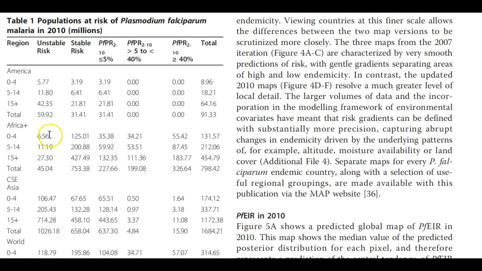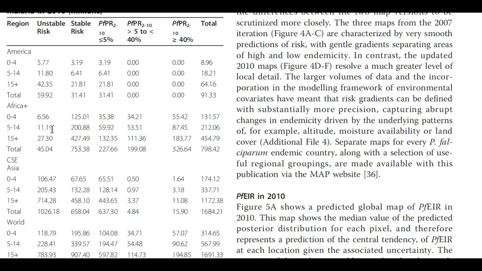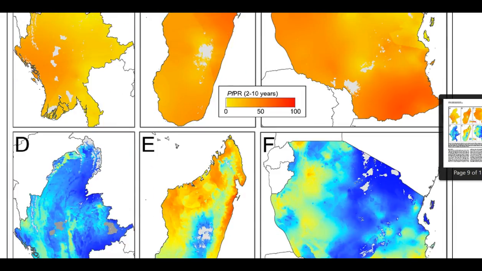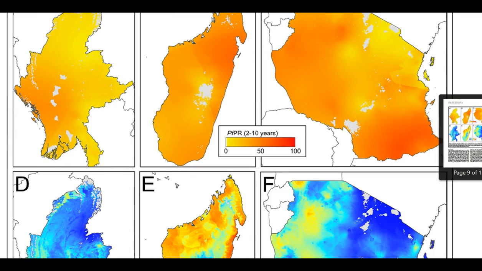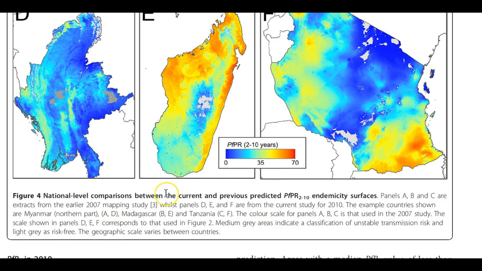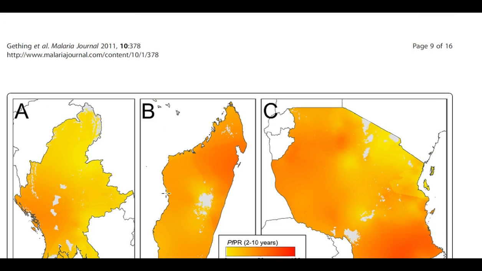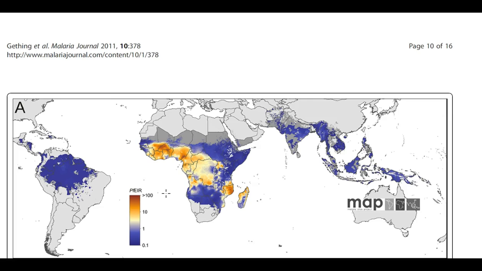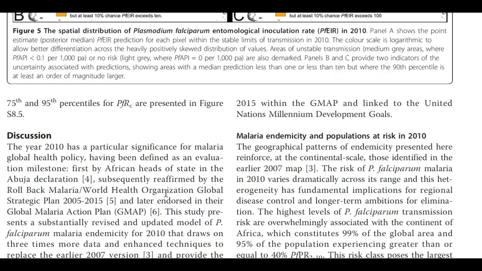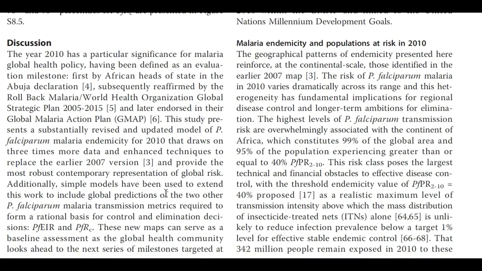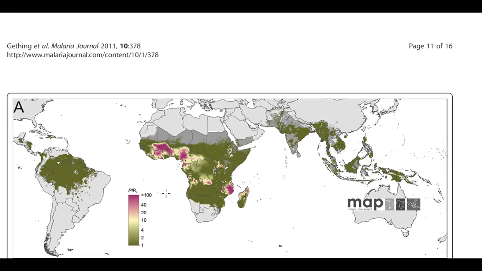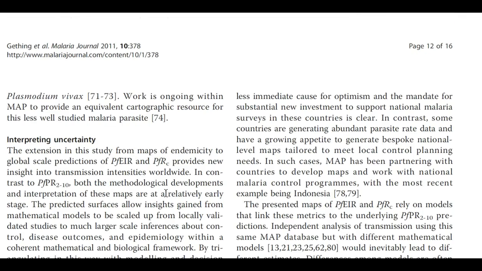And here's some tables that summarize where the risks are and where they're progressing. And again, this is now the countries that were involved, which is kind of interesting. National level comparisons. And then I go a little further. And then they go into discussion of what this means. So they're talking about the risk. Now, malaria actually affects more people across the world than any other disease, so this really is important.